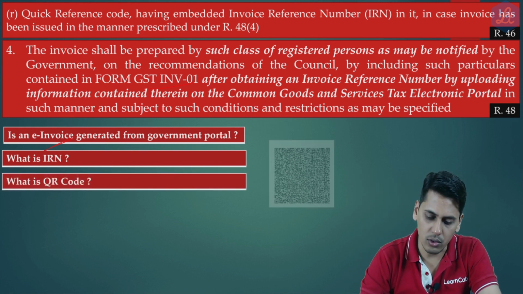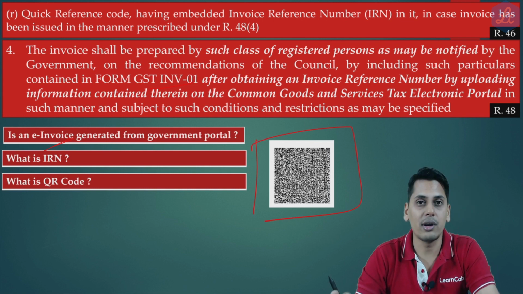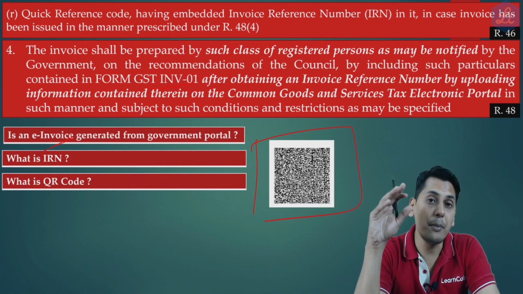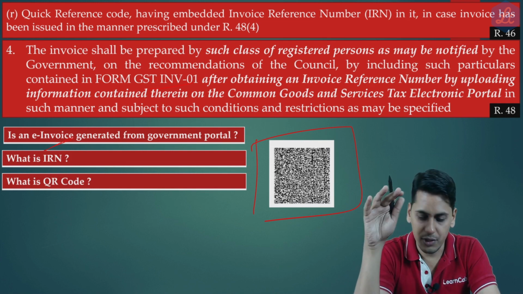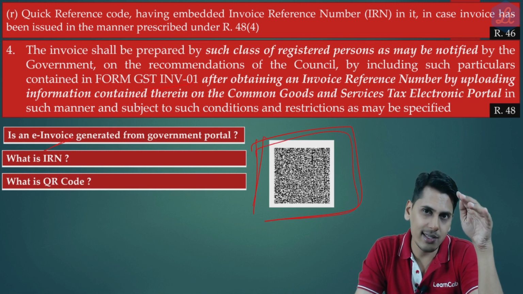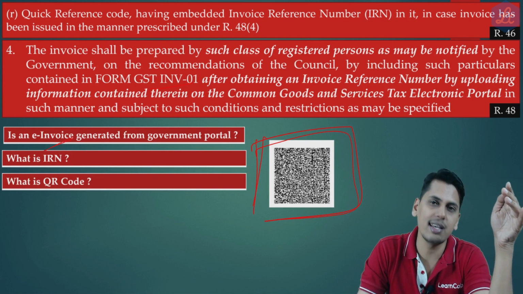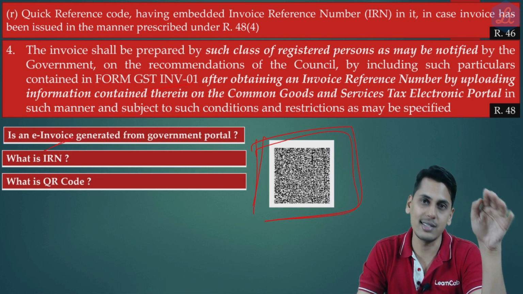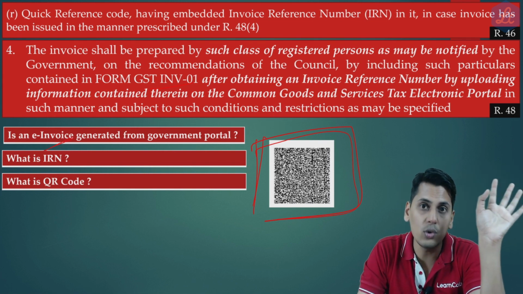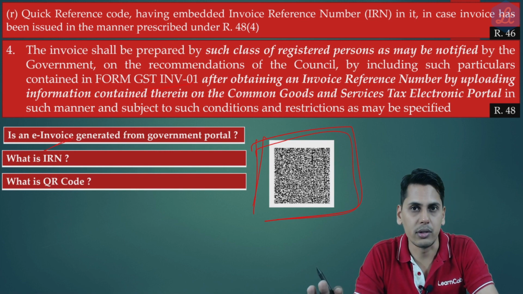What is a QR code? So, friends, QR code, all of us know this. All of you would have already seen this. This QR code would contain an embedded invoice reference number, which means when you scan this QR code, you are going to get the invoice reference number and other basic details of the invoice, such as the GSTN of the supplier, the GSTN of the recipient, the invoice date, the invoice number, and the invoice value. These details you would get when you scan this QR code.